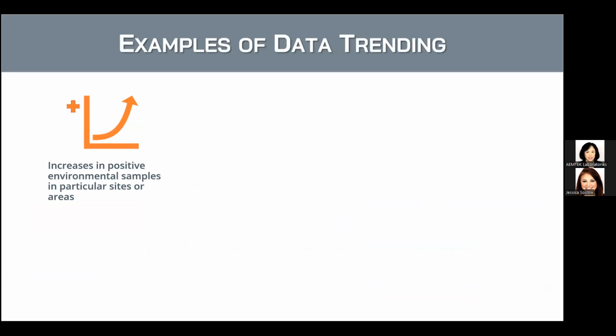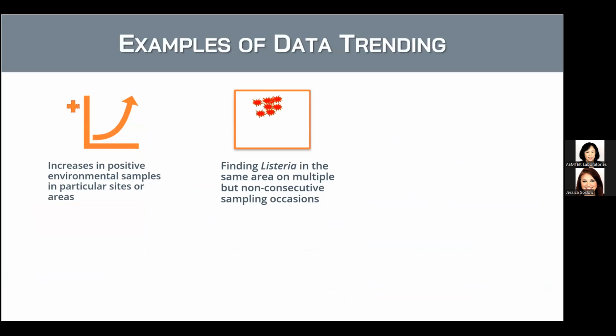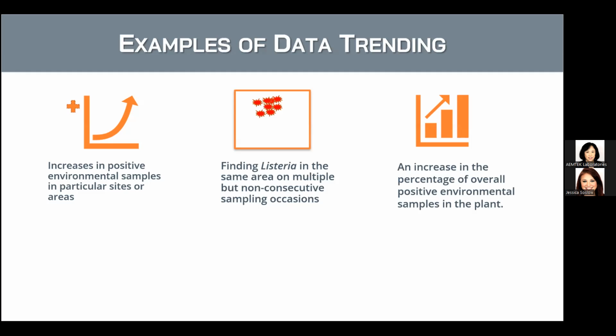There's an increase in positive environmental samples in a particular site or area, so you repeatedly find positive samples in the same spot or nearby. Another trend is you find Listeria in the same area on multiple but not consecutive sampling occasions. Remember, if it's transient, you clean up and it's not supposed to come back. But if it's reoccurring, then you need to take a further look.